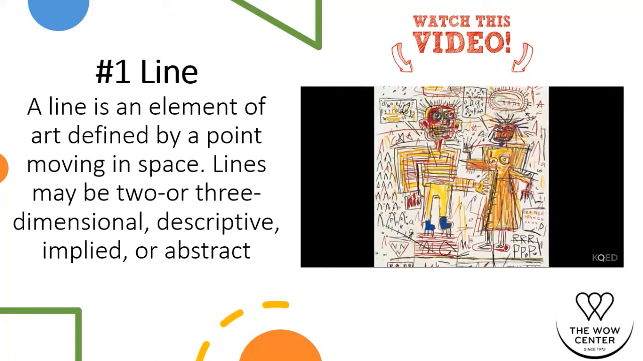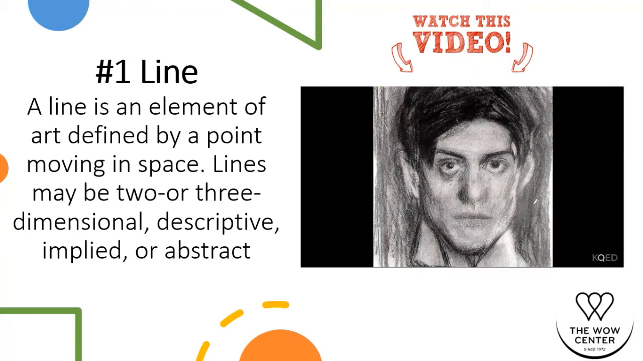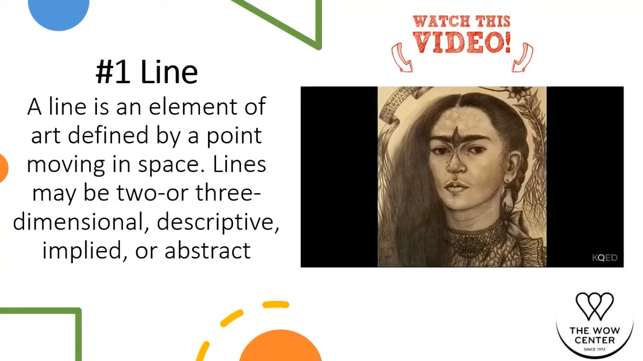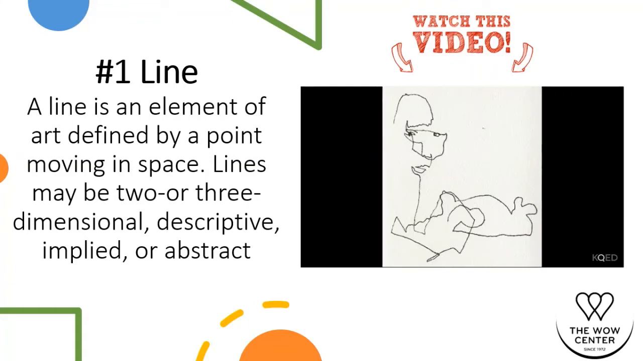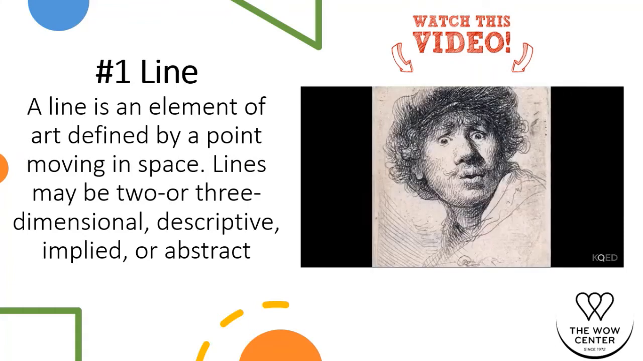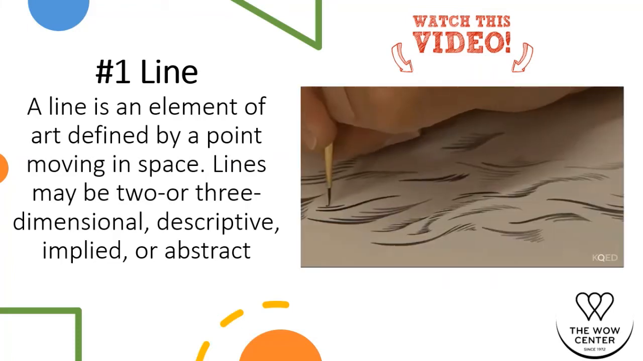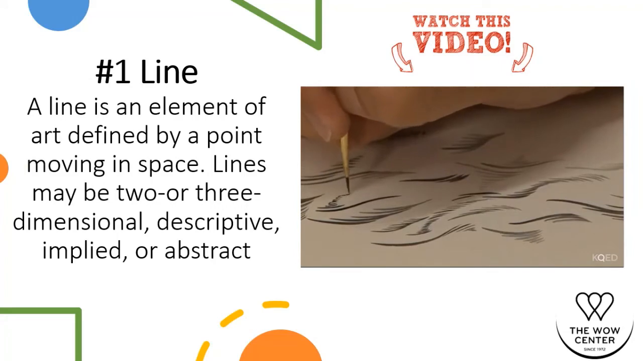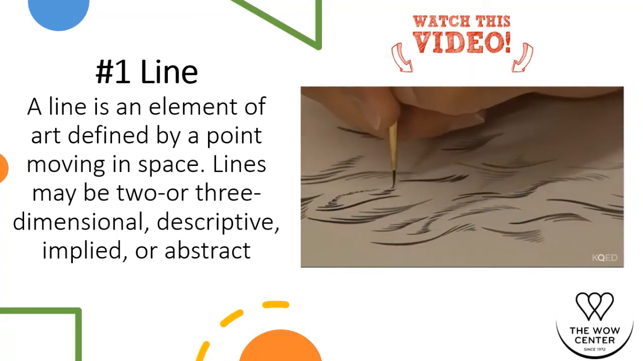Lines can be described in many ways: dashed, dotted, rough, smooth, zigzag, implied. What qualities do you see in these lines? How would you describe them? Every artist has a unique way of making lines. It's one way of expressing their individual style.